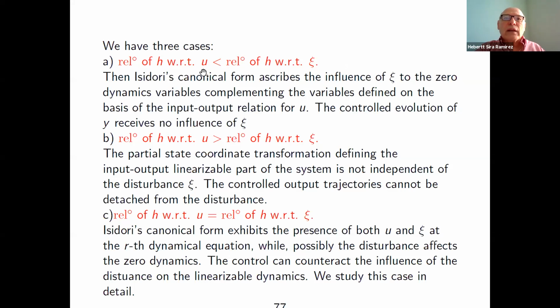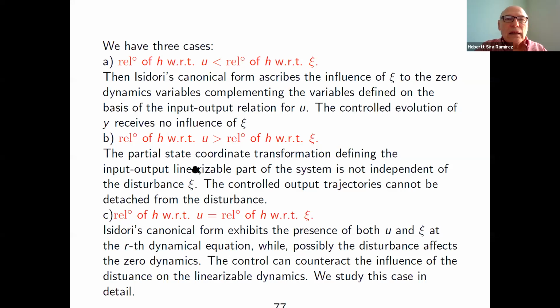The relative degree of the output with respect to the control U being smaller than the relative degree of the output with respect to C means that you cannot linearize the input-output relation in a manner which is totally independent of the disturbance. Therefore, that case collapses because of your inability to prescribe the state coordinate transformation. And that's the first case.